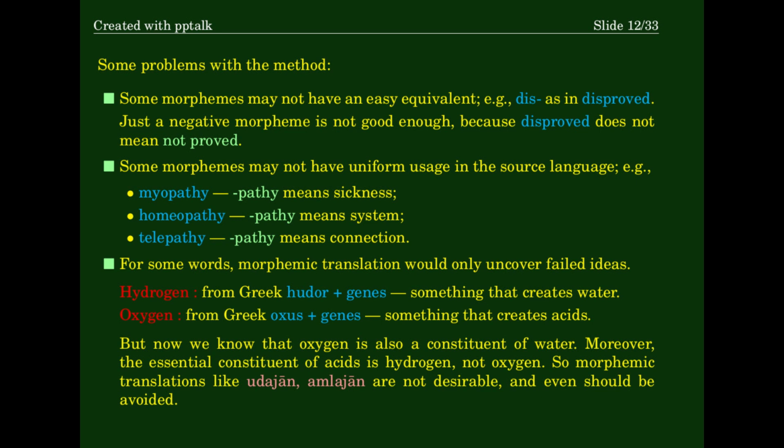So, why should only hydrogen be called something that creates water? Why not oxygen? And moreover, what is worse is that oxygen, the morphemic meaning is something which creates acid, although oxygen is not an essential constituent of all acids. In fact, the essential constituent is hydrogen. So, if you want to make a morphemic translation like udojan for something which creates water, or amlojan, something which creates acid, and use it for hydrogen and oxygen respectively, this will just create misleading names. This is not desirable, and in fact it should be avoided.